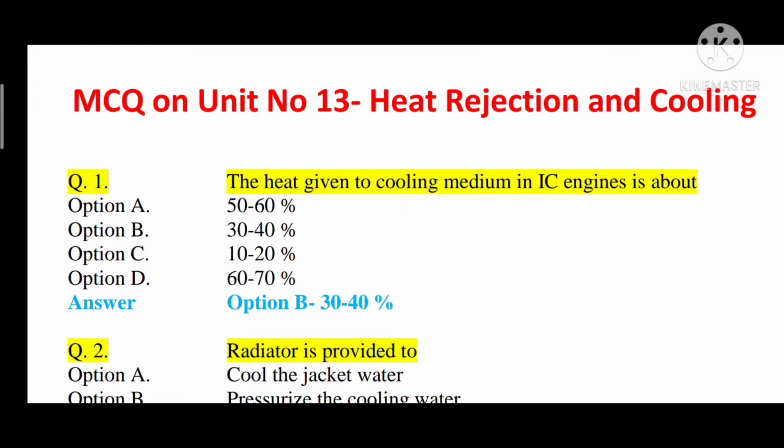As you all know that in heat balance sheet we have seen that the total heat is generated, that is indicated power, and its utilization is heat utilized in brake power that is available on the road, heat conducted away by cooling water, heat conducted away by exhaust gases, and unaccounted heat loss. So option B is correct answer. 30 to 40% heat is conducted away by cooling water.